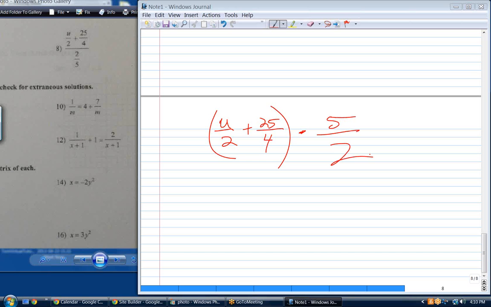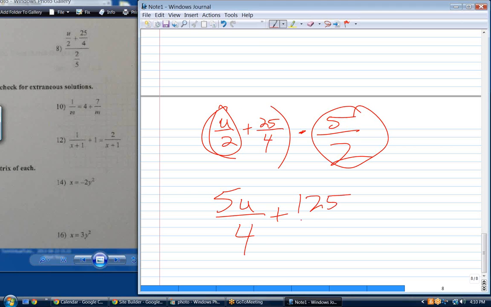Now, I do have to distribute it. So I end up with 5u over 4. I multiply 5 halves times this, and I add it to 125 over 8. Multiply this by this.